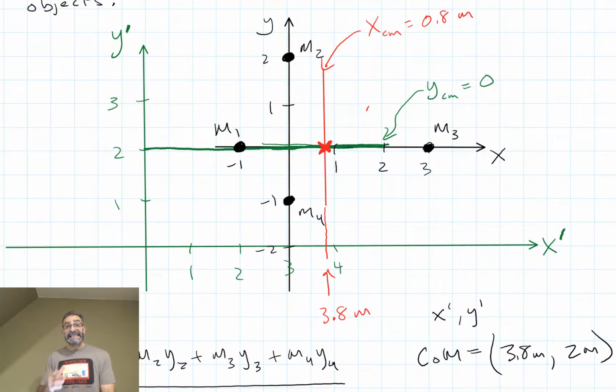But it's in the exact same location relative to the masses. So if I wanted to balance this on my finger, where would I put my finger? In both cases, I'd put my finger on that red X to balance this structure.